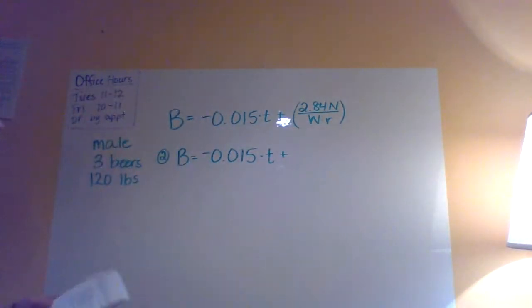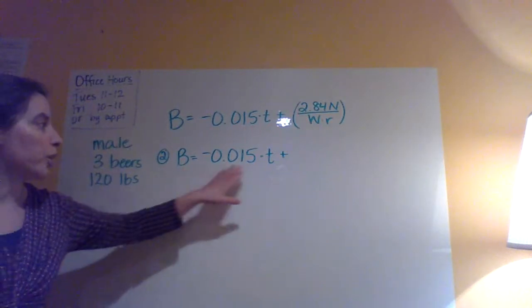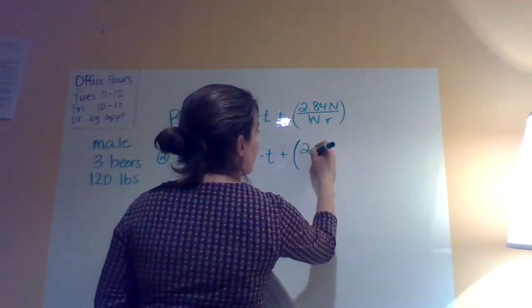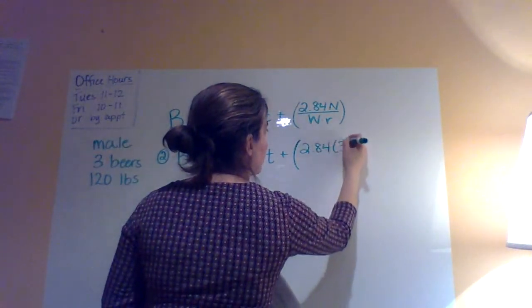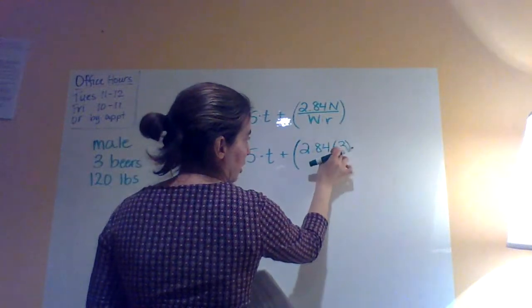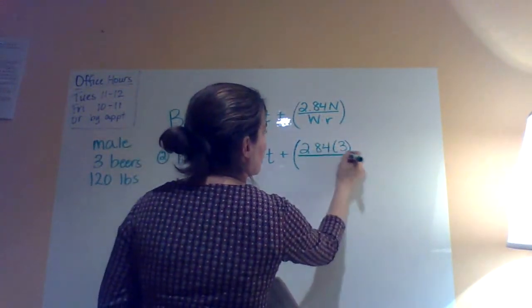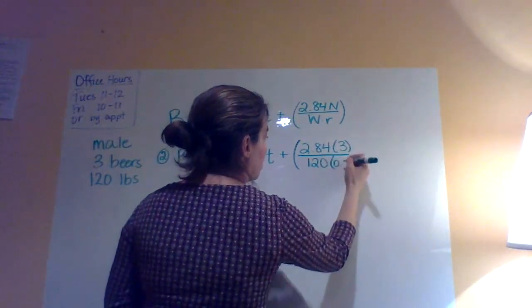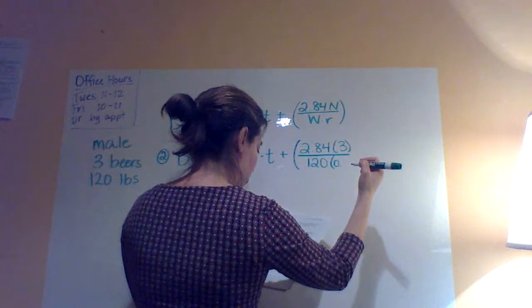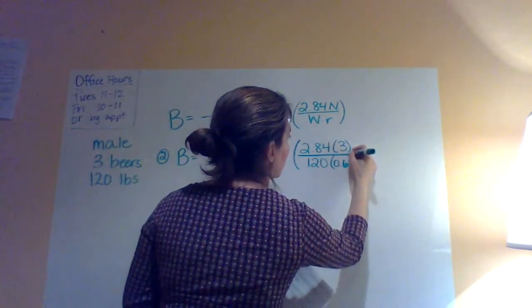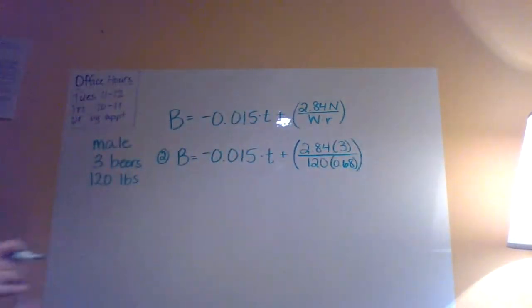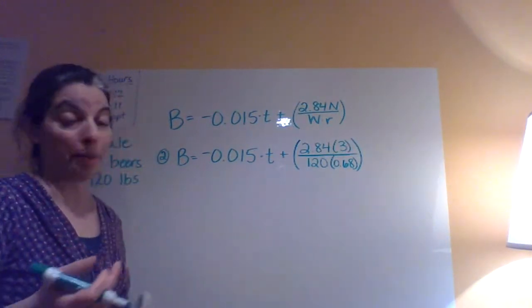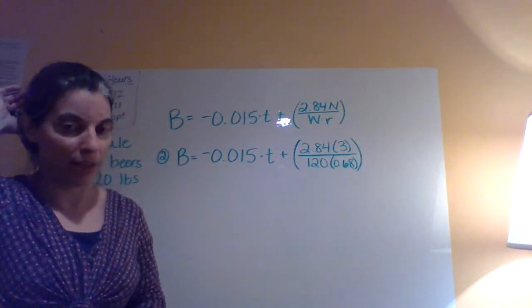Okay, so we don't know anything about blood alcohol content. We don't know anything about the time. What we do know is that this person had 3 beers, right? 2.84 times 3, that's what their multiplication shows. The weight is 120 pounds, and for a male, the distribution rate through the body is 0.68. Okay, now if you notice, everything over here is a number. Okay, so we can just go ahead and simplify that.